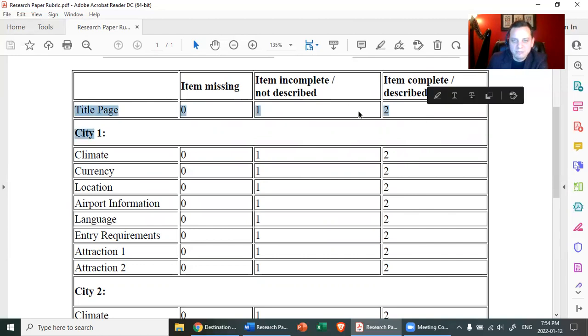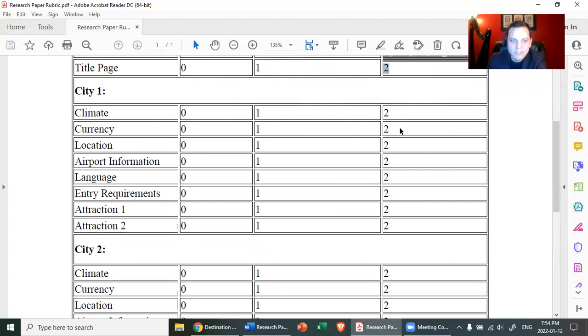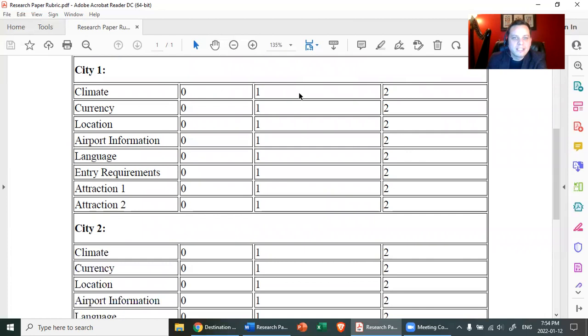Do I have a title page? Yes or no? Is it completed properly? Yes, okay, then I'll automatically get 2 marks. City number 1, whatever it is, did I go into detail with the climate? Did I go into detail with the currency?